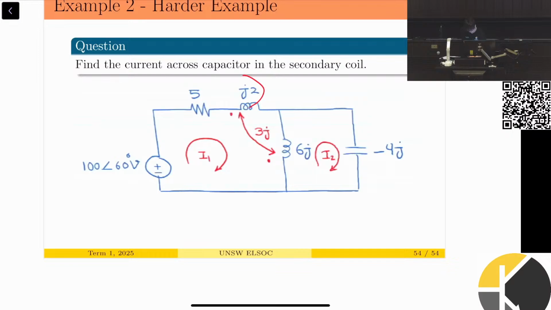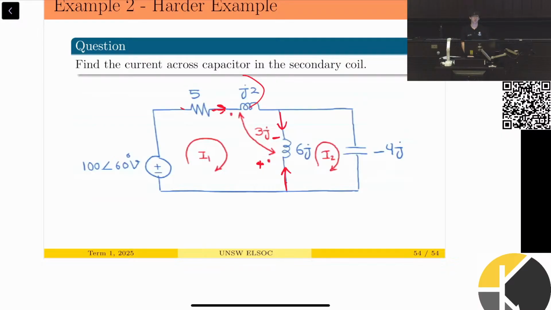So the current is flowing into the dotted terminal. So this dotted terminal will be positive and negative. The issue comes when we're trying to find the current flowing through this middle coil. How do we know if the current is flowing from the top to the bottom or from the bottom to the top? Because we have a current I2 and a current I1 interacting with that coil at the same time.